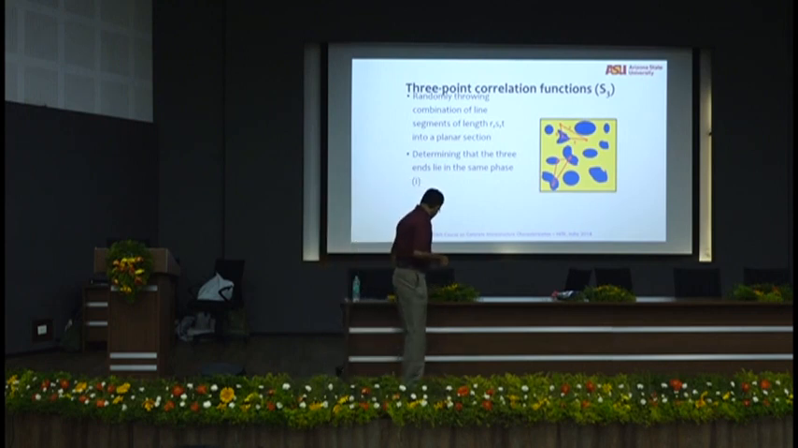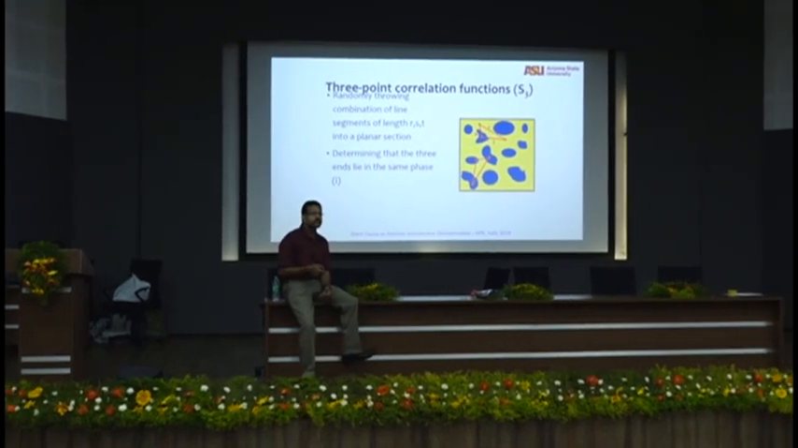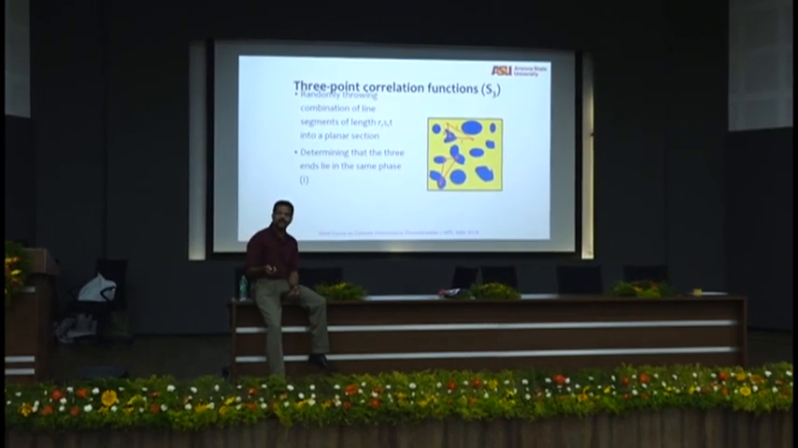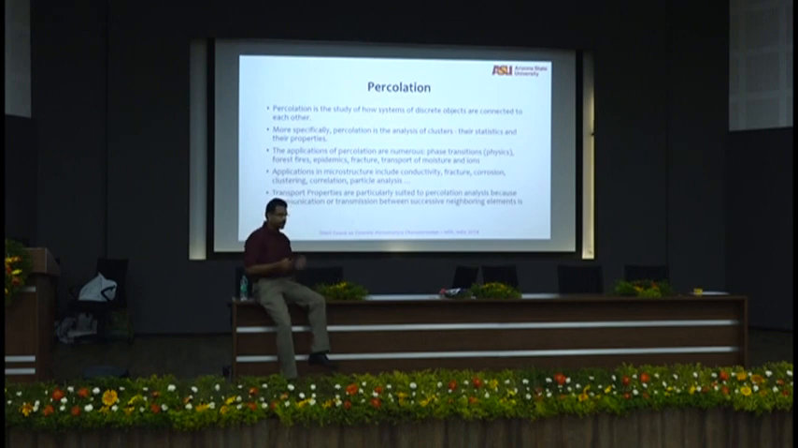Now, will a 2-point correlation probability be higher or a 3-point correlation probability be higher? If I have to have 2 ends lying in one phase or 3 ends lying in one phase? 2 will be higher, 3 will be lower. So the more the number of constraints that you put on, the lower the probability that you get. But different microstructures, you can use it for different purposes. Okay, so with that, we can go to the idea of percolation.